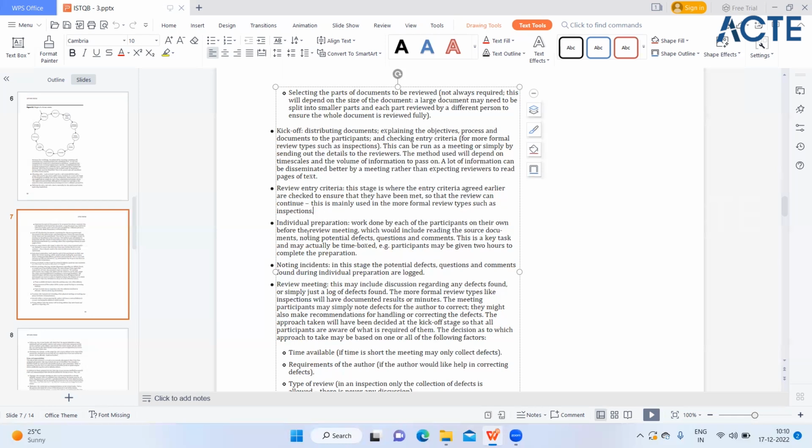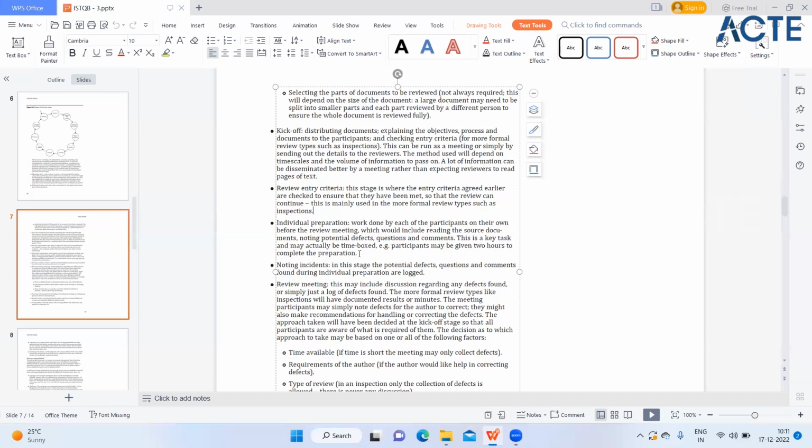Now, we'll be having individual preparation, work done by each of the participants on their own before the review meeting, which would include reading the source document, noting potential defects, questions, and comments. This is a key task and may actually be time boxed. For example, participants may be given 2 hours to complete the preparation. So individually we are preparing the work provided to each member by the author. They will review that particular document and provide their comments under this individual preparation.